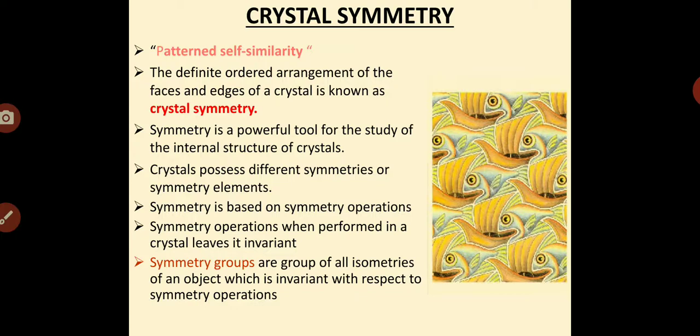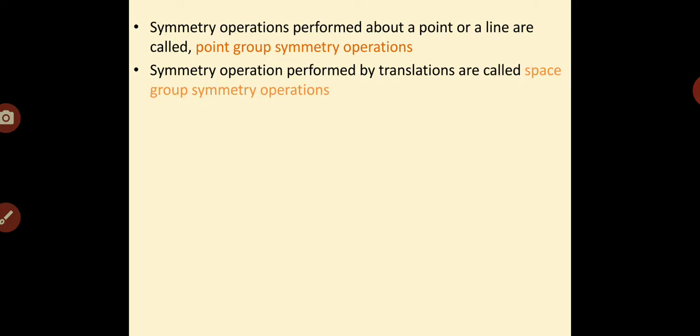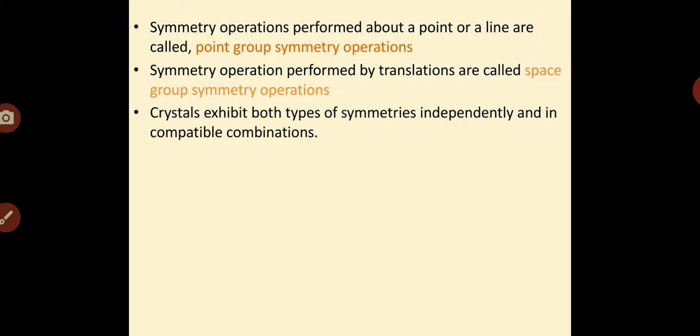Symmetric groups are groups of all isometries of an object which is invariant with respect to symmetry operations. Symmetry operations can be performed about a point or a line and are called point group symmetry operations. They can also be performed by translations, which are called space group symmetry operations. Crystals exhibit both types of symmetries independently and in compatible combinations also.